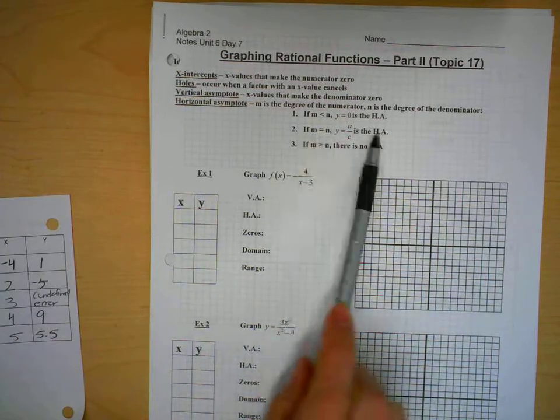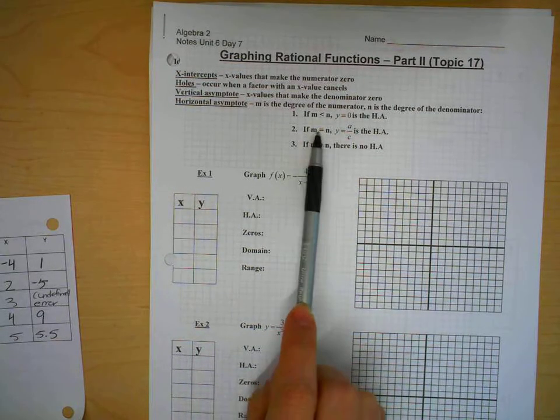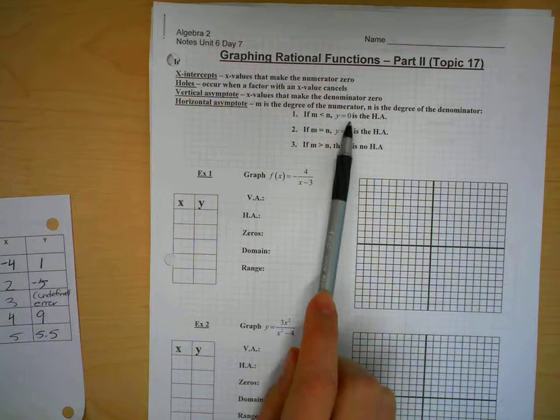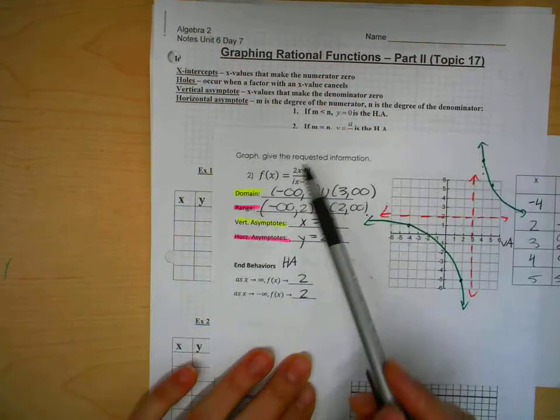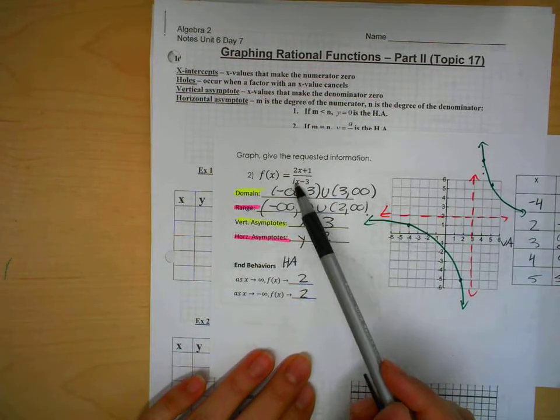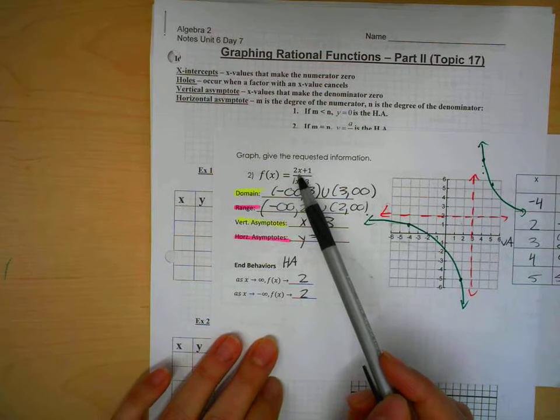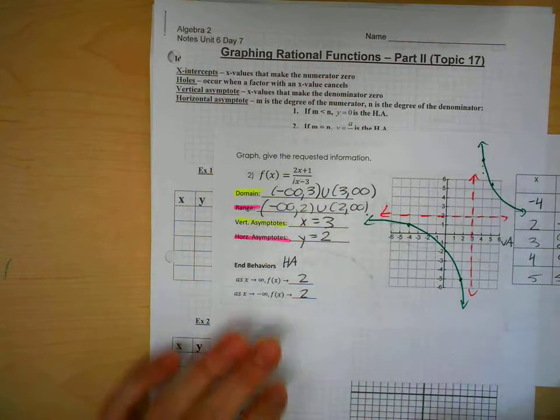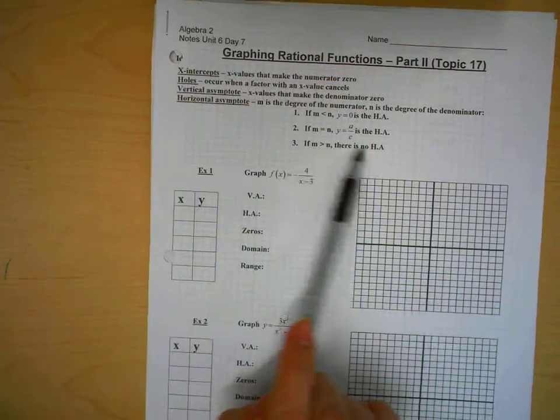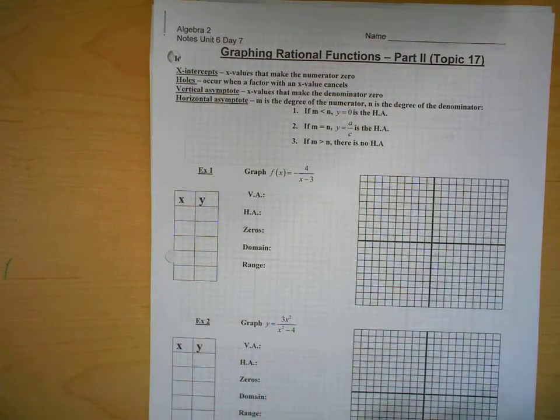This is the second kind that's on your quiz. If they're the same, then divide coefficients. So same degree, they're both 1. The horizontal asymptote is 2 divided by 1. We divide the coefficients. And then the last kind we're going to do today is if the degree of the numerator is bigger than the degree of the denominator, there is no horizontal asymptote. So we'll have that today too.